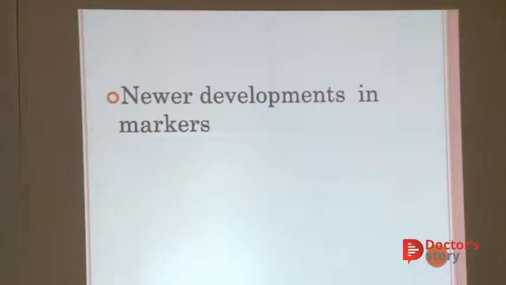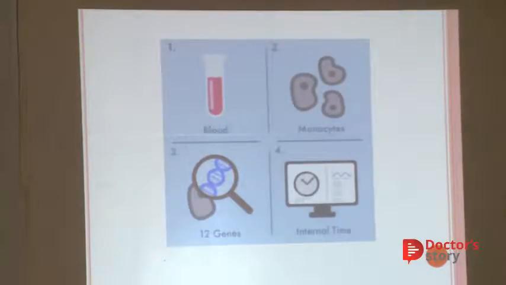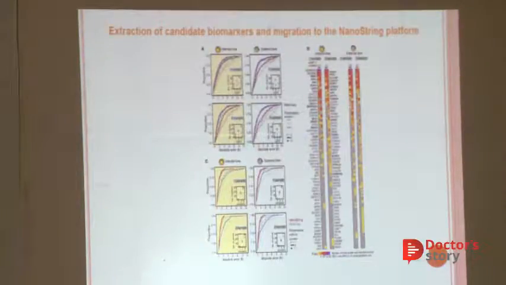So newer developments in markers. So this is actually from a single blood sample. This came out in the Journal of Clinical Investigation in 2018. What you see here is you take a single blood sample, and the monocytes, they have 12 genes. They are able to detect and tell us about the internal time. Not just the core body temperature, not just the melatonin, but this is something which is coming up now. You take a single blood test and you'll be able to tell what your internal time or clock is. So what happens is when you do the blood test, they go through biomarkers, they go to the NanoString platform, and then that actually tells us about their clock time.